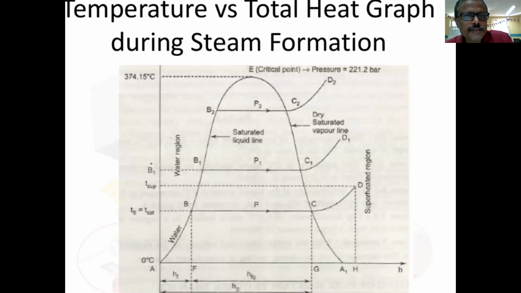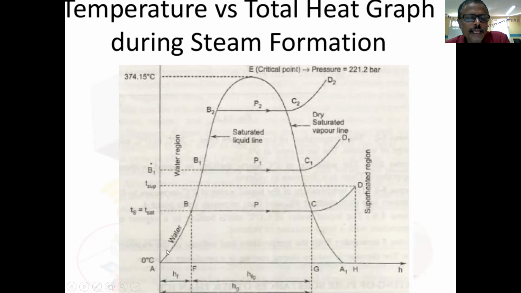So let us start with the temperature versus total heat graph during steam formation. We have studied steam formation in the previous session. Here we are going to study the same thing at different pressures. If you look at the graph, the x-axis is heat addition, and the y-axis is temperature. So let us start from point A.